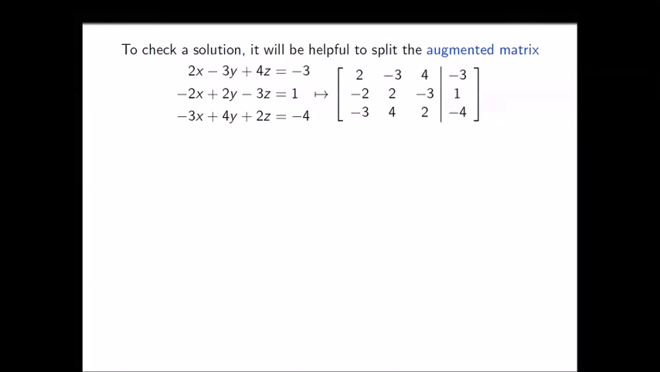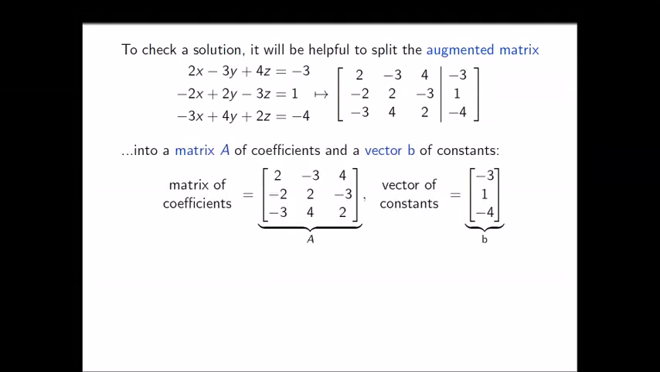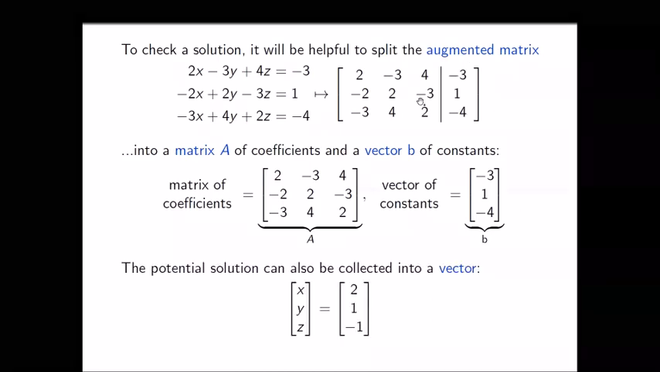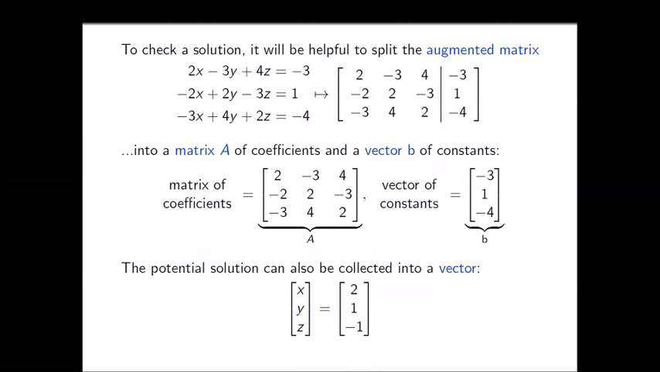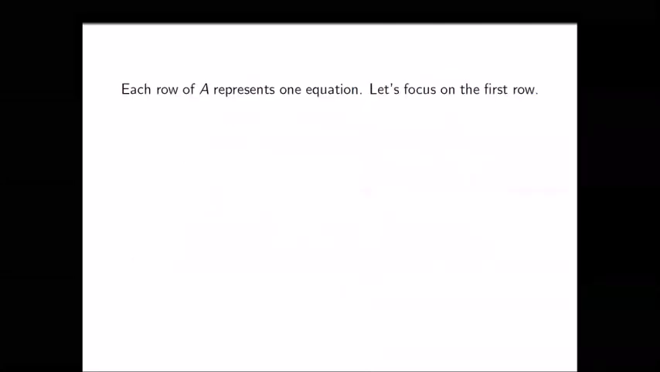So to do the same thing using an augmented matrix, we first convert our linear system into an augmented matrix, and then we separate the two parts of the augmented matrix, one on the left side of the separator line and one on the right side of the separator line, into two different things, which we call the matrix of coefficients and a vector of constants. The potential solution can also be collected into a vector. So this x, y, z equal to 2, 1, minus 1 is our candidate to be a solution, and we want to verify whether this is a solution or not.